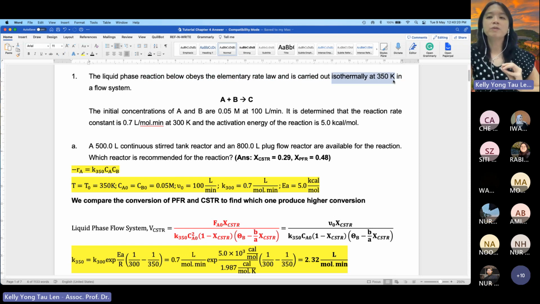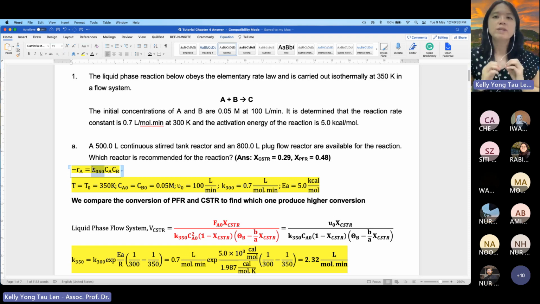So when we talk about temperature, why is it important? Because the temperature will influence your k value. Sebab k value depends on your temperature. So dalam rate law tu, dalam equation tu, nilai k dia must be at our reaction temperature. So if our reaction temperature at 350 Kelvin, the k must be at 350 Kelvin.